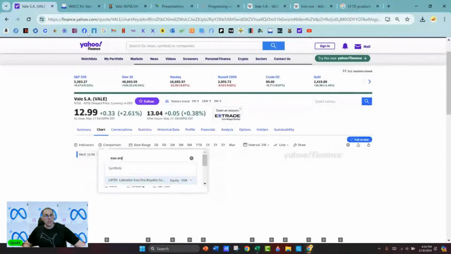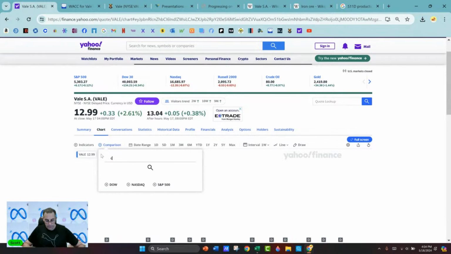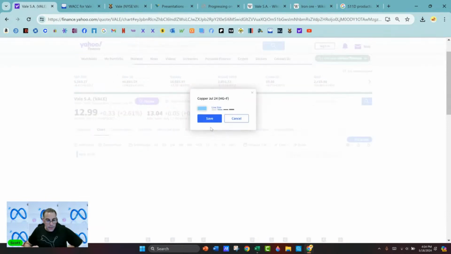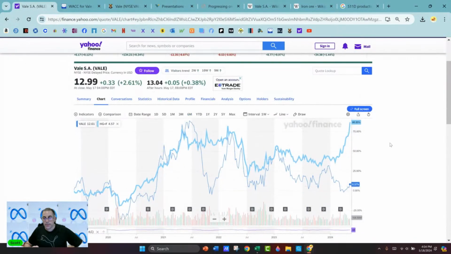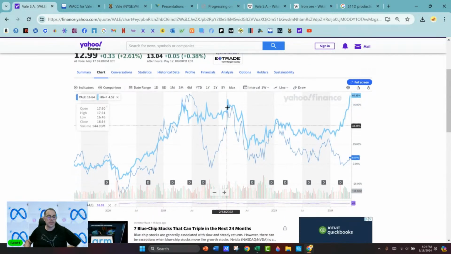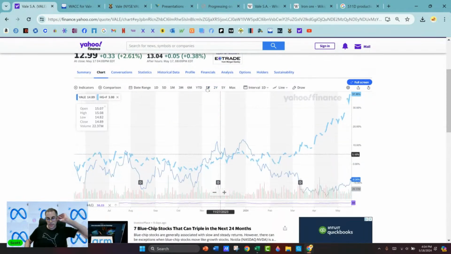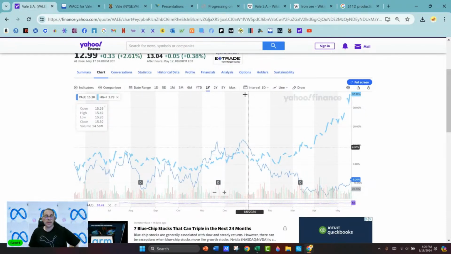I'm surprised I don't have a ticker for iron ore. Copper is a good one. Wow, copper's up 89%. Oh, that's for 5 years. So just in the past year, it's up 37%. And this stock is down 8%.